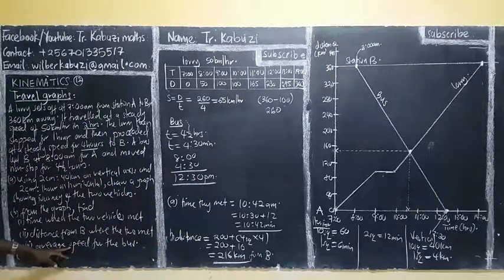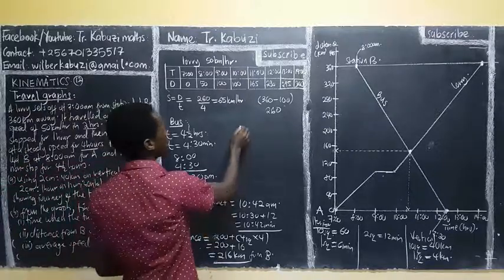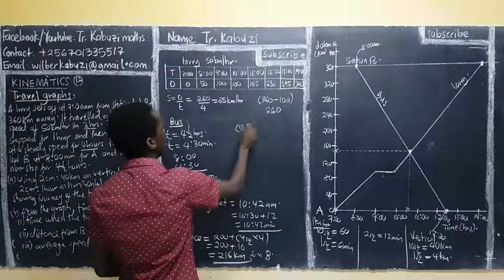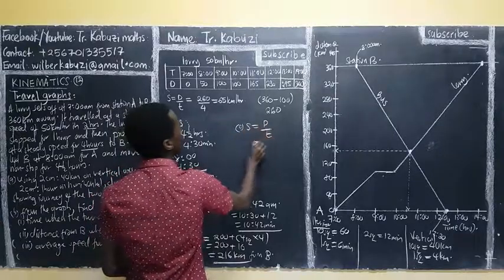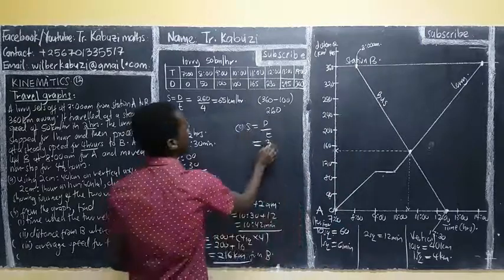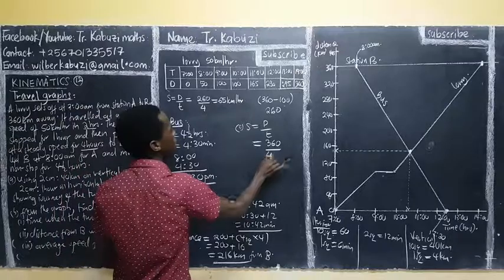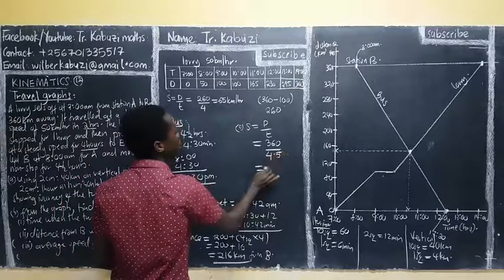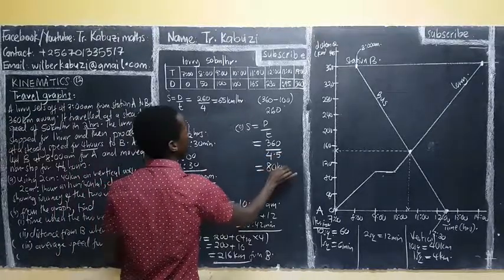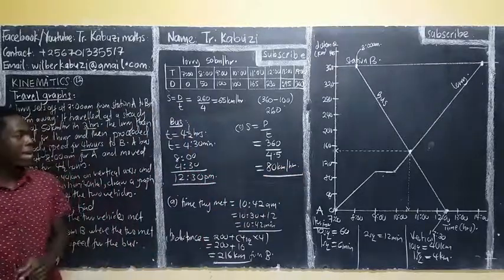The average speed of the bus arriving at part C here. Speed is equal to distance over time. So the distance we covered from here up to here was 360, then the time it used was 4.5, and here we shall get 80 kilometers per hour. And so that's how we handle that number.